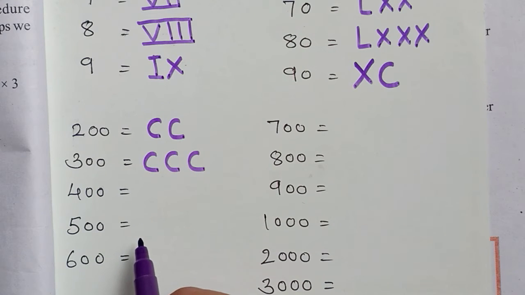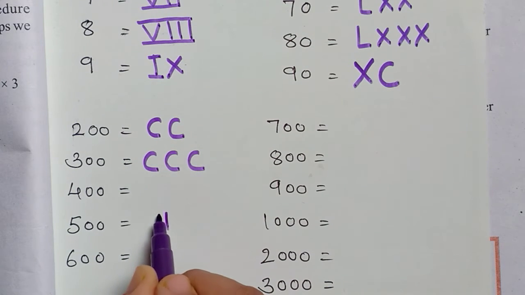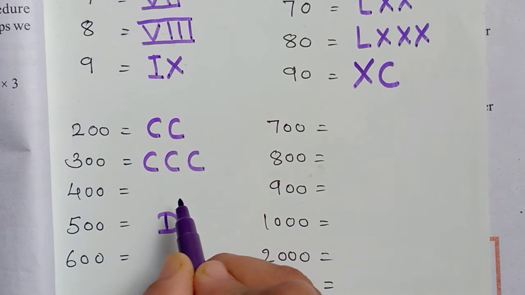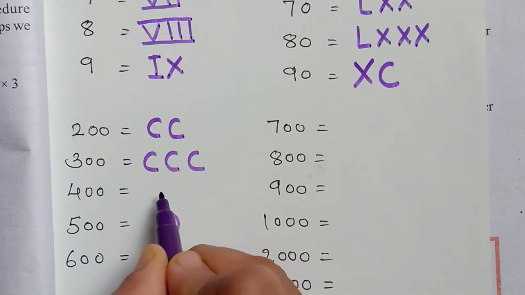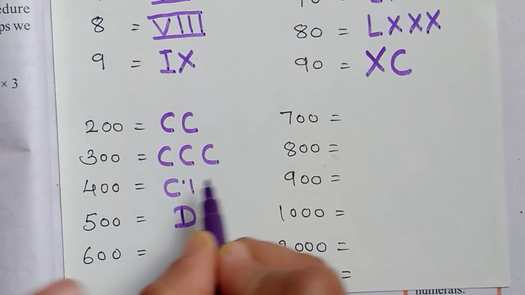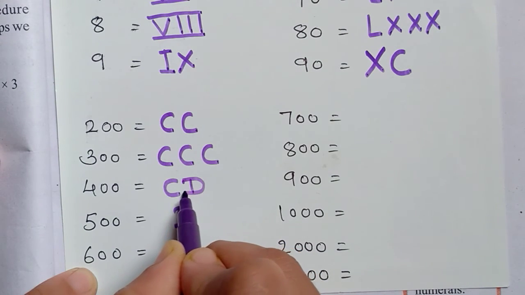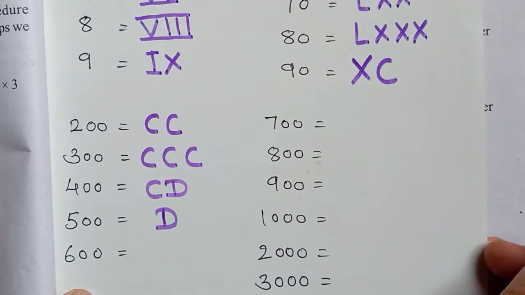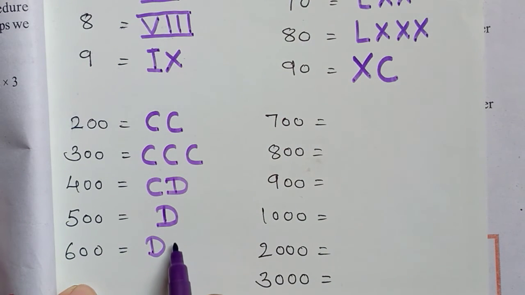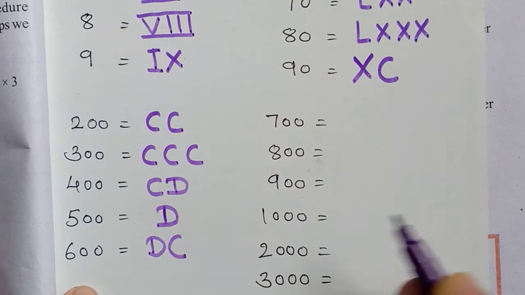So 500, we have a letter D for 500. So 400 we can write as 500 minus 100. So C and D for 400. Now 600 is 500 plus 100, so that is DC.